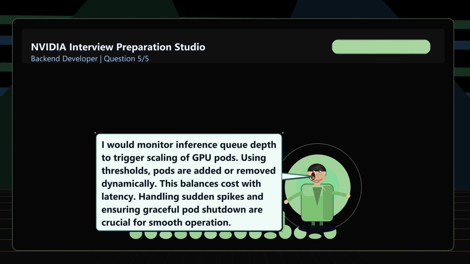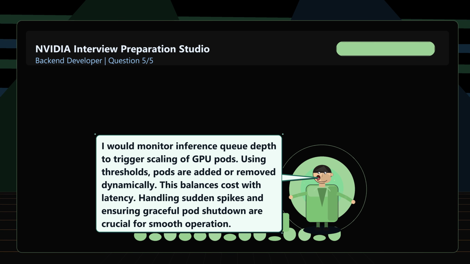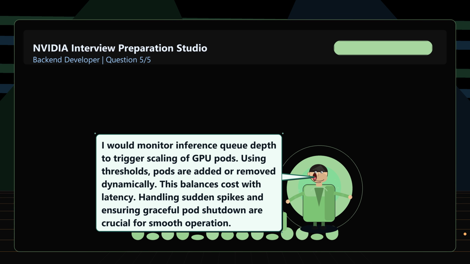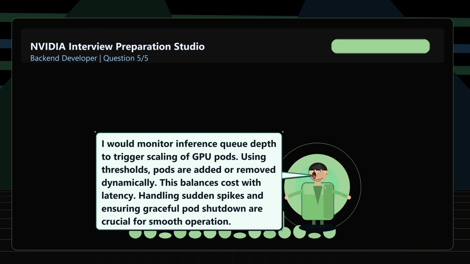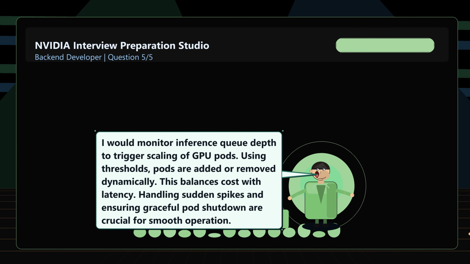When the queue depth crosses predefined thresholds, I'd trigger scale-out events to add pods and scale in when it drops below certain limits to optimize cost. This approach balances latency and resource use.